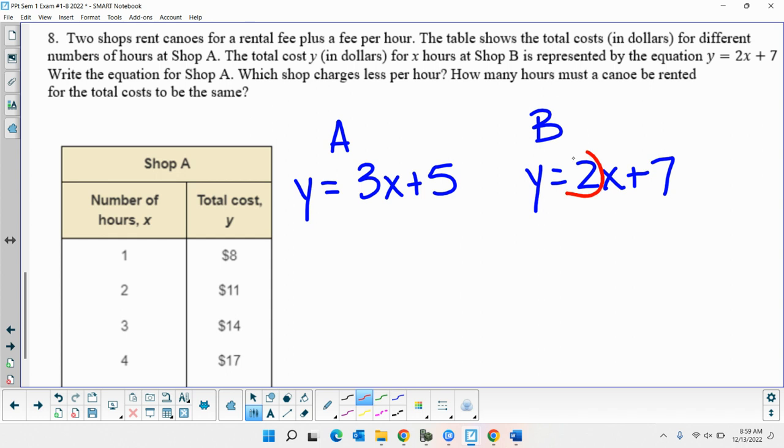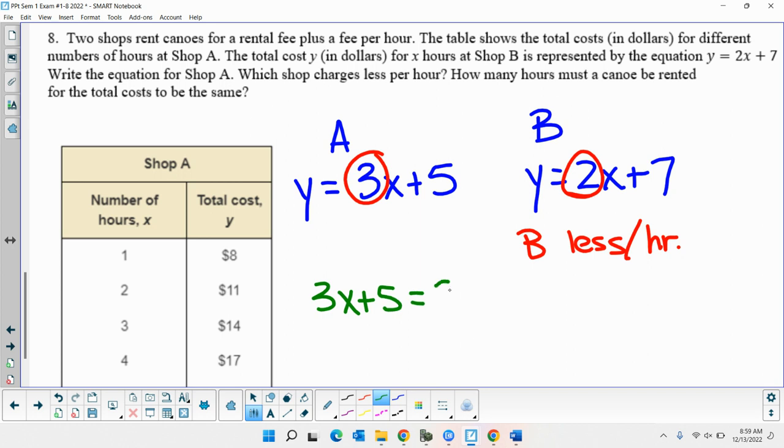The slope number, the m number, the a in your calculator, that tells us how much per hour. So which shop charges less per hour? B is less, right? Because it was a 2. When are they the same? What do I have to do with those two equations? Same means what? Equal, right? So just set the two equations equal to each other. The A one equals the B one.